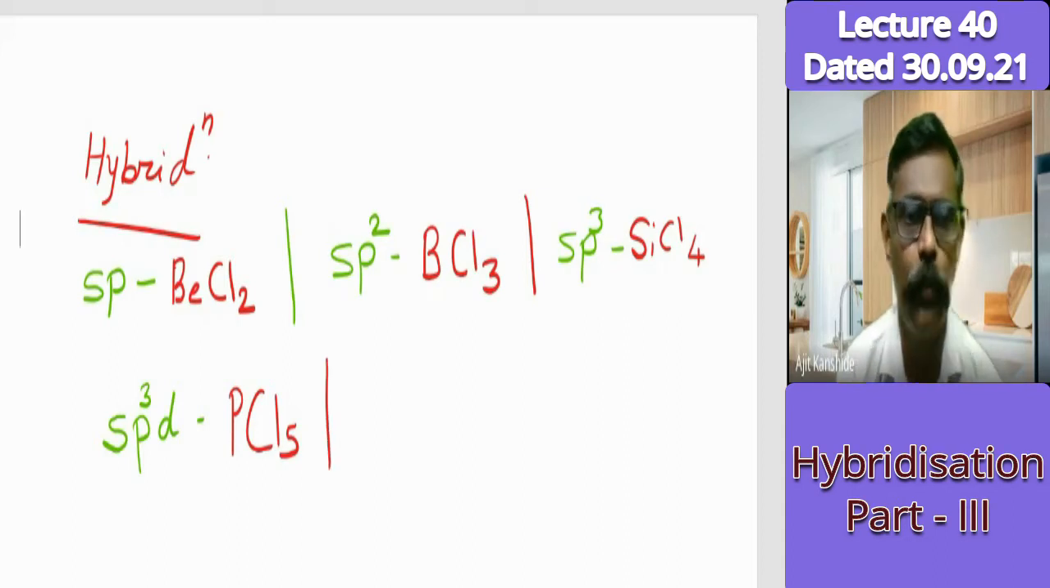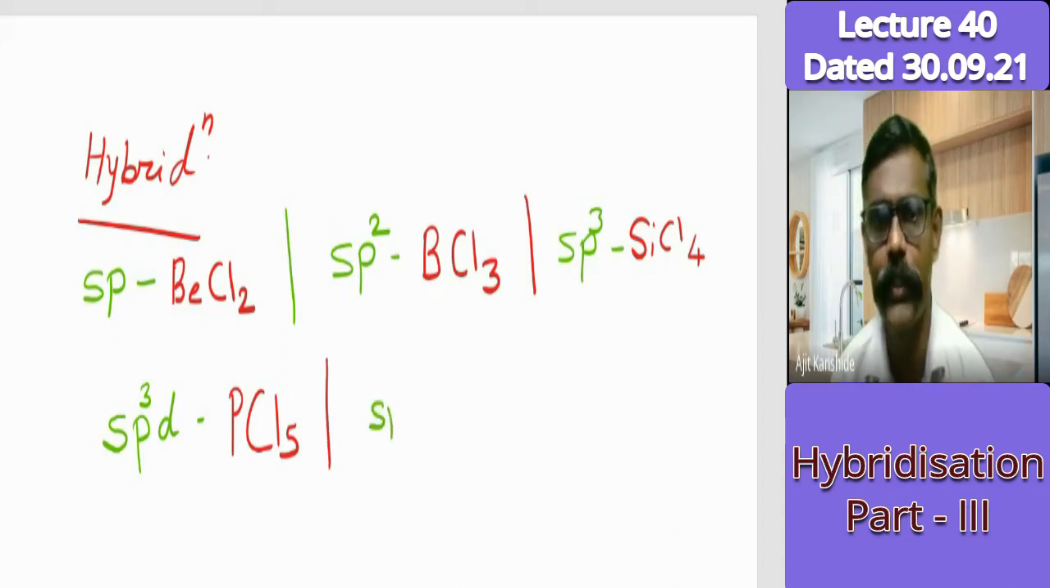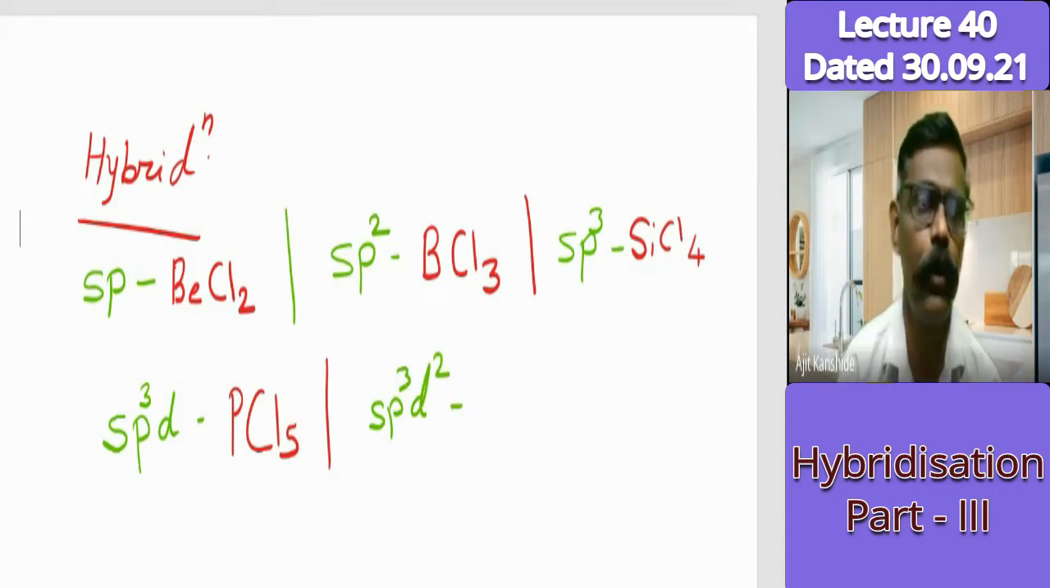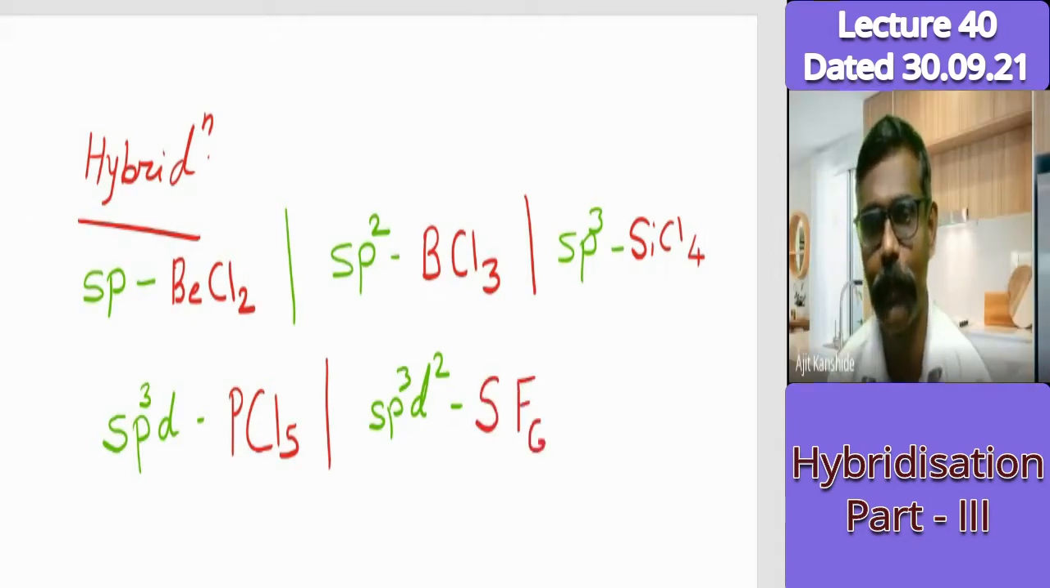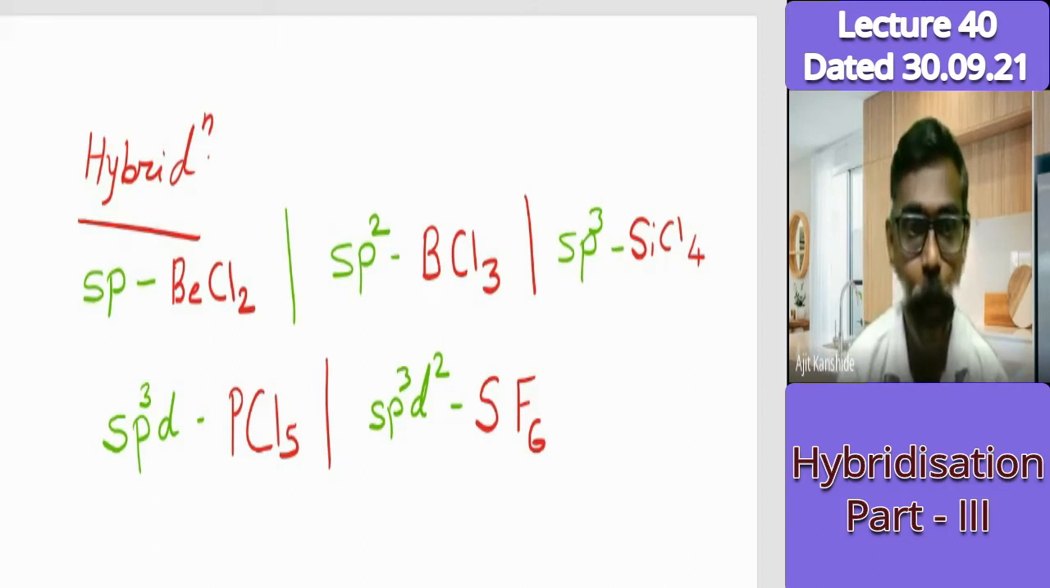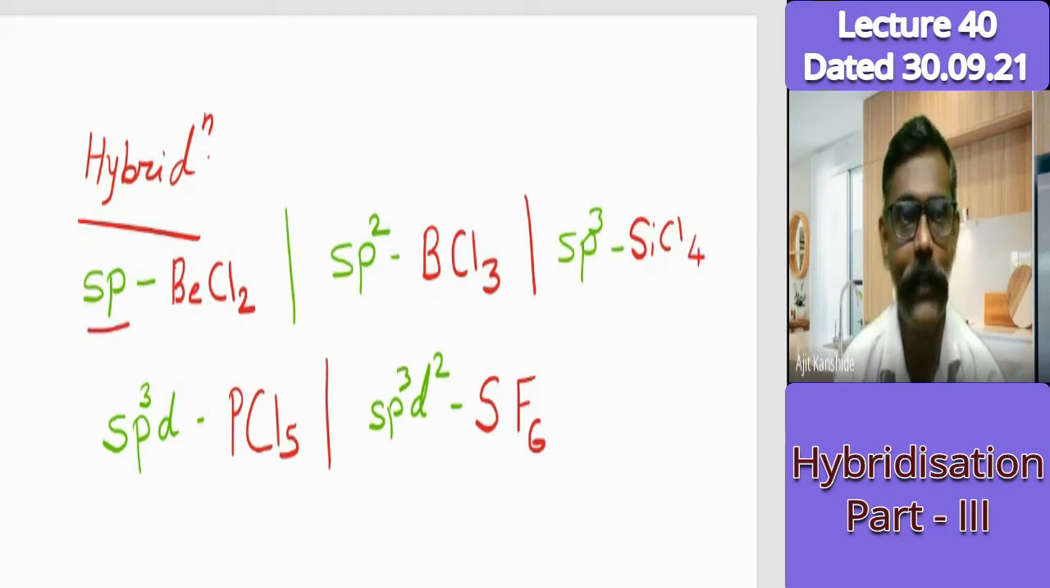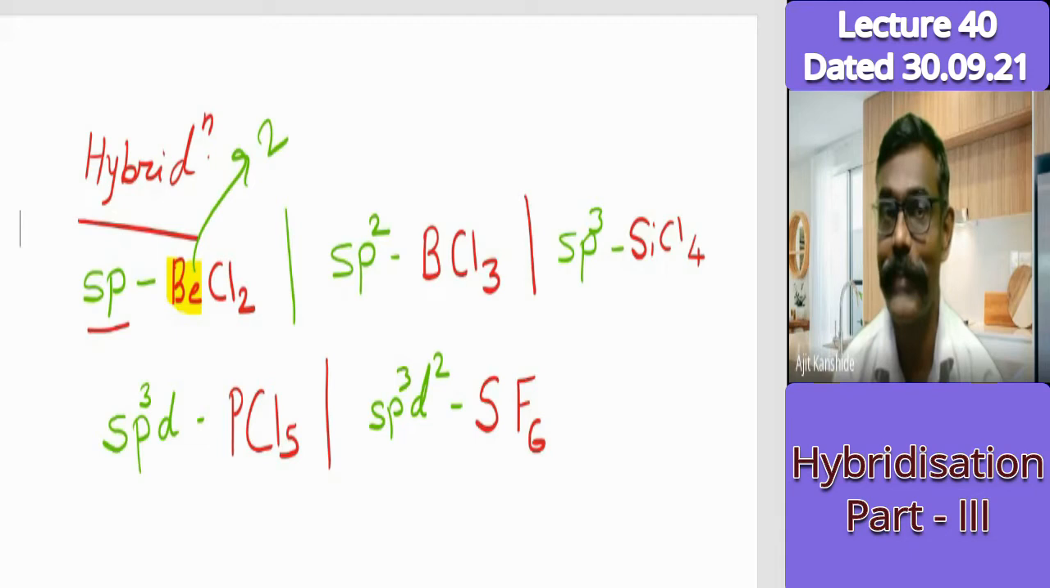And as homework, I asked you to study sp3d2 hybridization. I want to know an example from that. SF6, because 6 bonds are there, no? SF6. If you note, when 2 bonds are there, we have discussed beryllium, which belongs to which group? Second group. 2 bonds, second group.